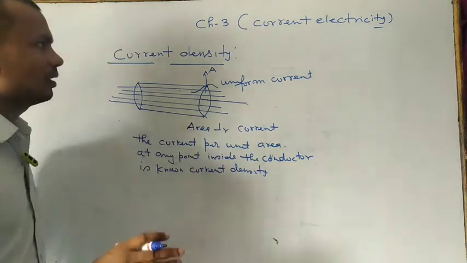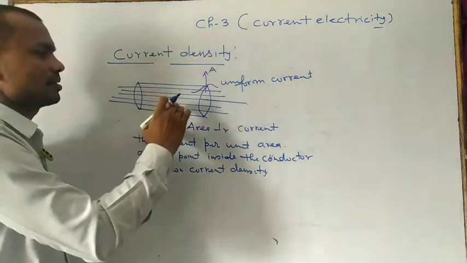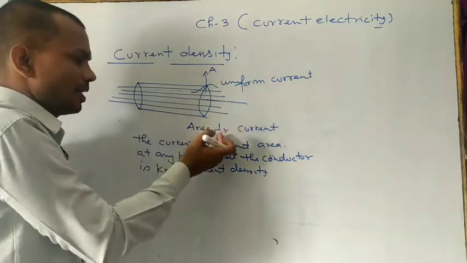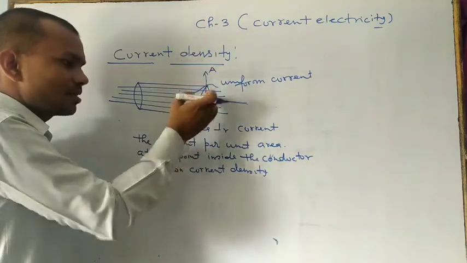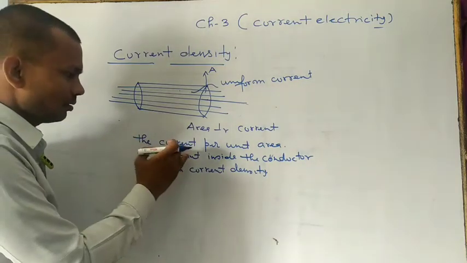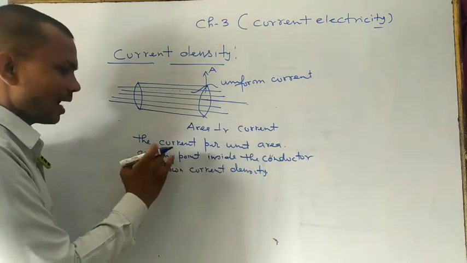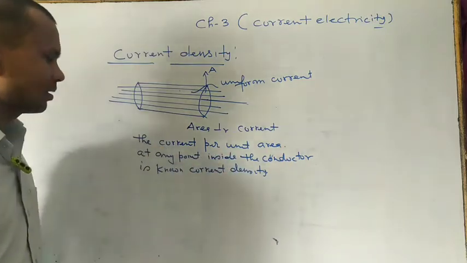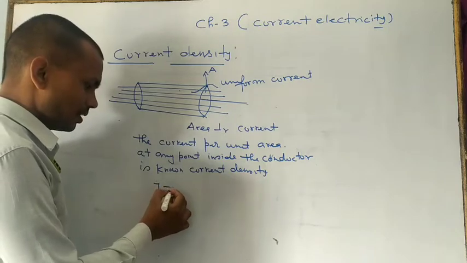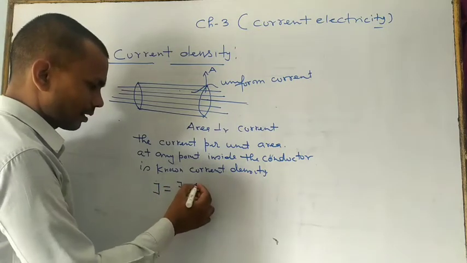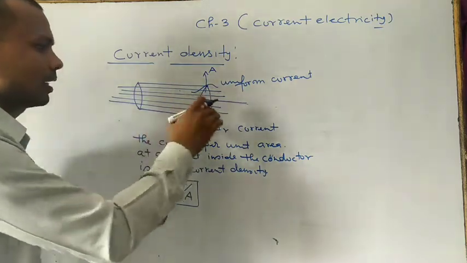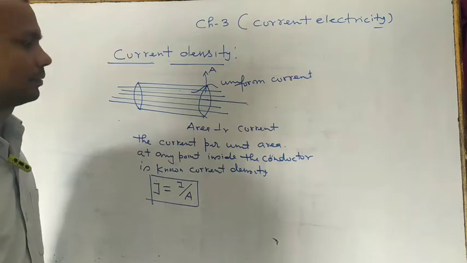Here again you have to see, for discussion of the current density, we considered one conductor in which uniform current is flowing, and the second condition is that this area is perpendicular to the current. Then the current per unit area at any point inside this conductor is known as current density, and it is represented by J, and J is simply I by A, right? This is the condition when the current and area are perpendicular to each other.